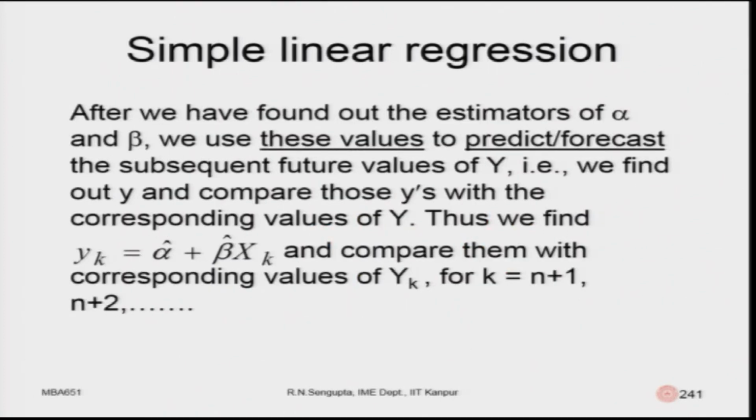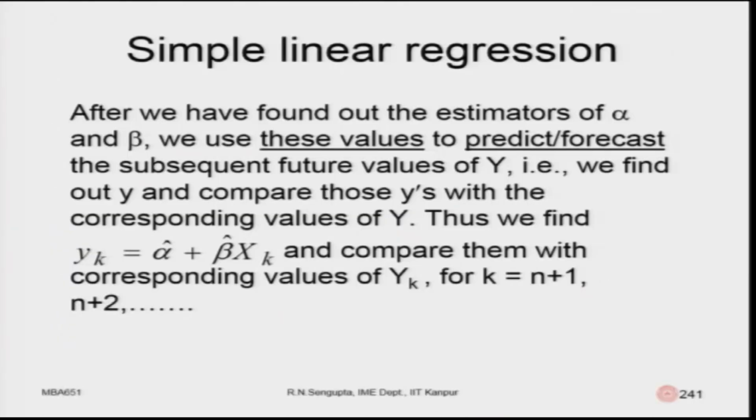So, after we have found out the estimators of alpha and beta, we use these values to predict or forecast the subsequent future values of y. That is, we find small y and compare these small y's with the corresponding values of capital Y, which is basically the actual value. So, the hat which we put denotes the small values, which are the predicted or estimated, and the capital values are the actual ones. The difference between them is the error, whose sum of squares you want to minimize. Thus, we find the equation y k is equal to alpha hat plus beta hat into x k, and compare them with the corresponding values of capital Y k for k is equal to n plus 1, n plus 2, n plus 3, so on and so forth.